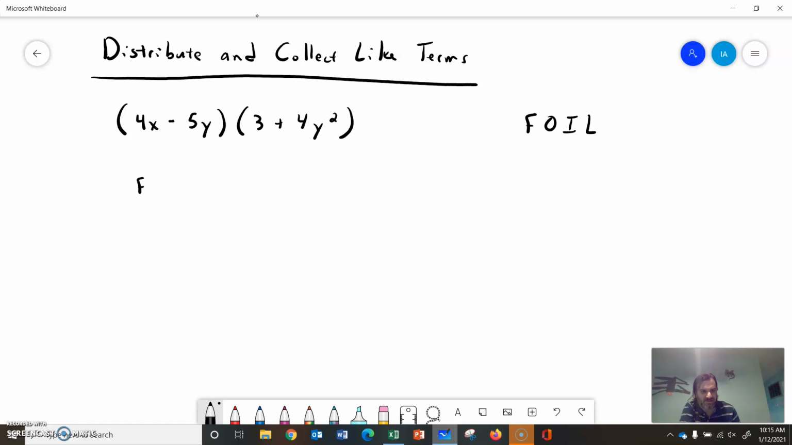We have first being 4x times 3, so that'll give me 12x. Outer would be 4x times 4y², so that'll be 16xy². Inner will be negative 5y times 3, so minus 15y. And then last will be negative 5y times 4y², so that'll be minus 20y³. So I don't think we have any common terms in here, so this is where we end up.